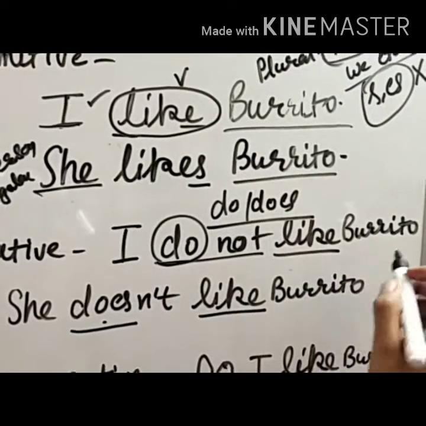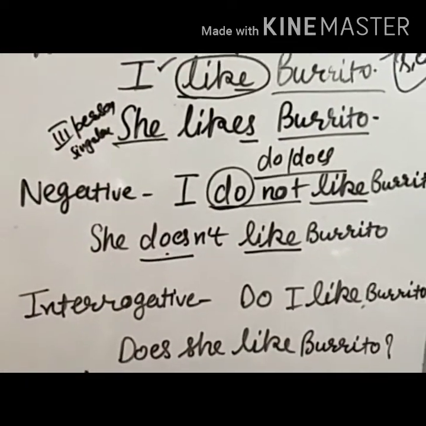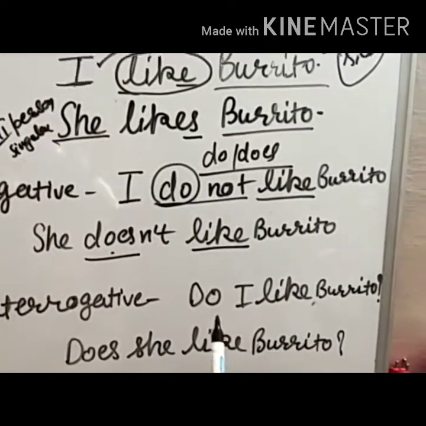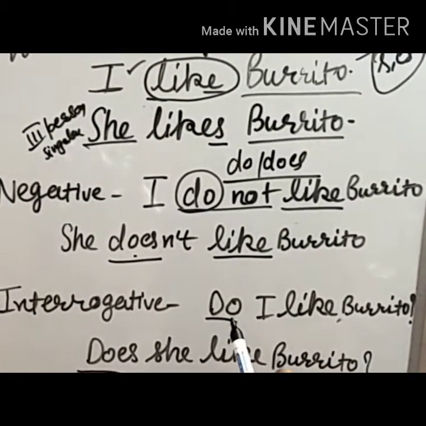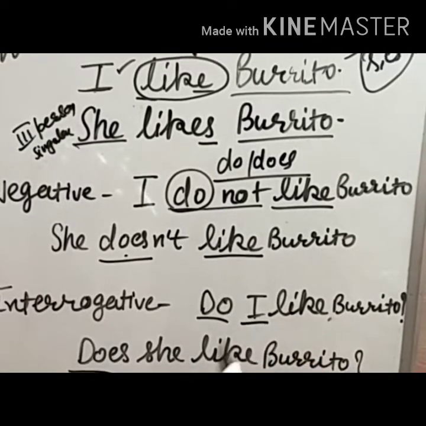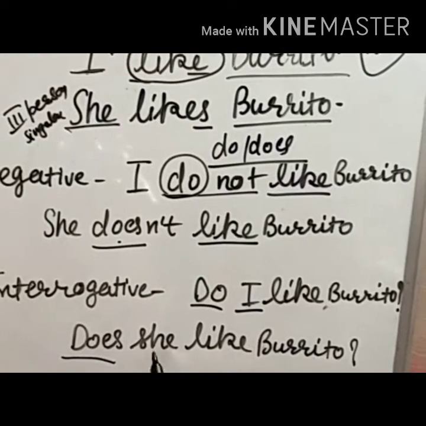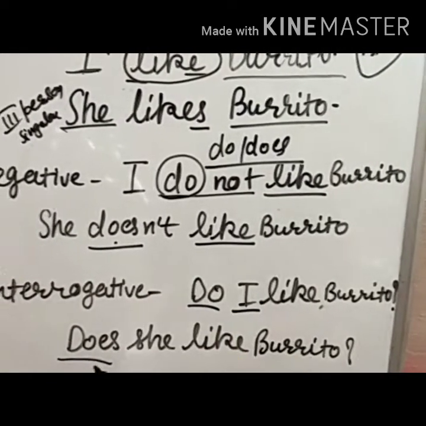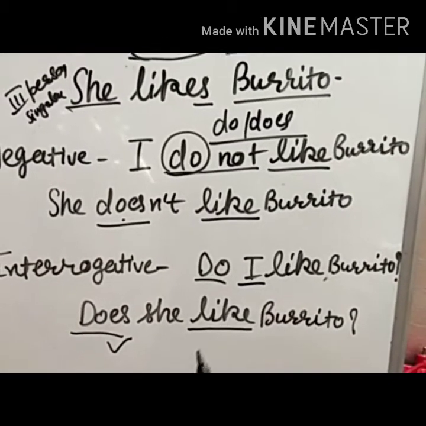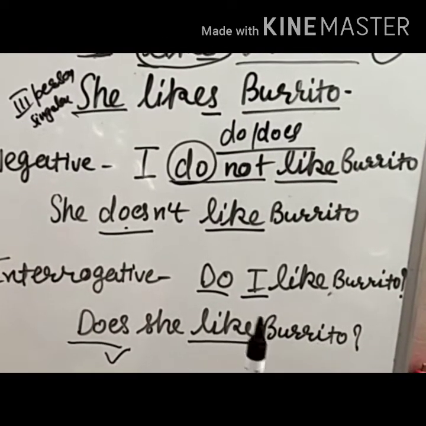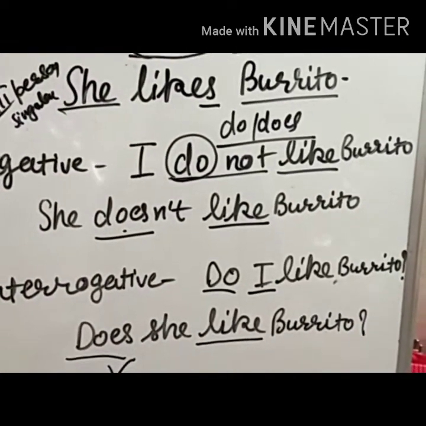I do not like burrito. She doesn't like burrito. Next, interrogative. In interrogative, you will start with do and does. Do I like burrito? After do, you will write the subject. Do I like burrito? Does she like burrito? Again, does is written here, so I am using the verb in base form.